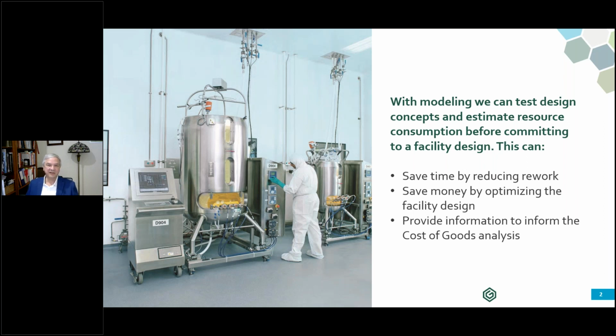What we're going to talk about today are some tools that we use at Genesis to model these processes in the plants that can help save time by reducing the rework in the design, save money by optimizing the facility design, and provide information that would inform the cost of goods analysis.